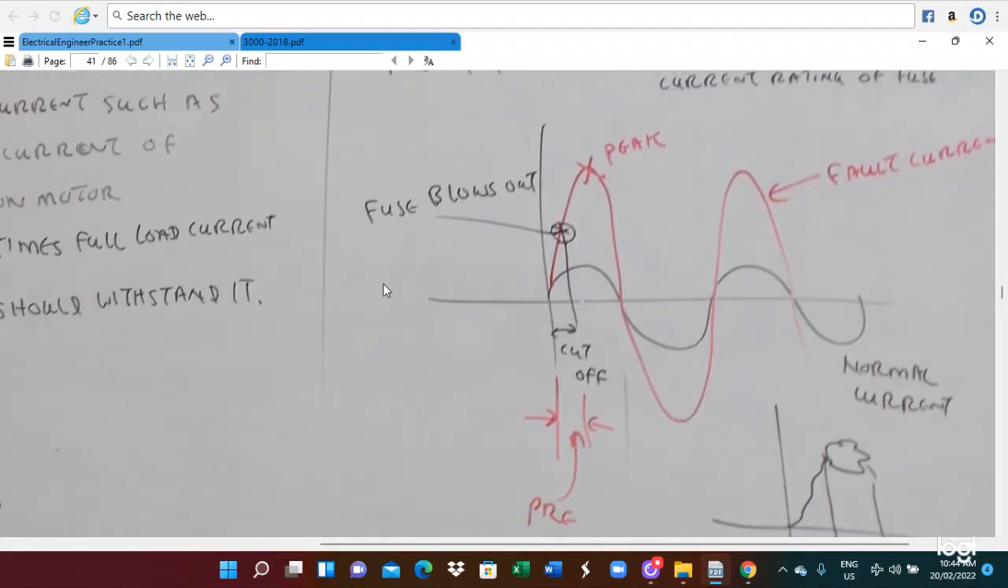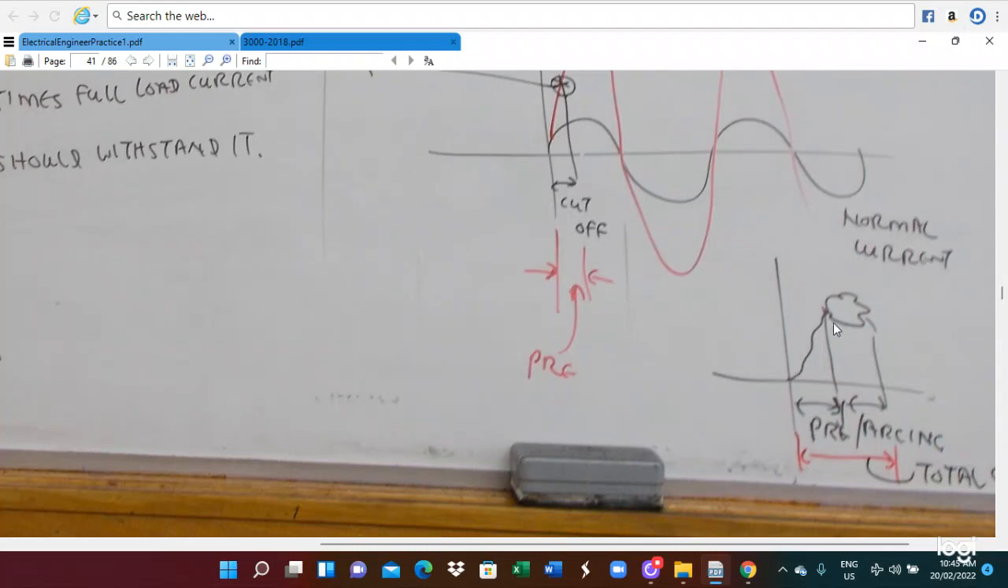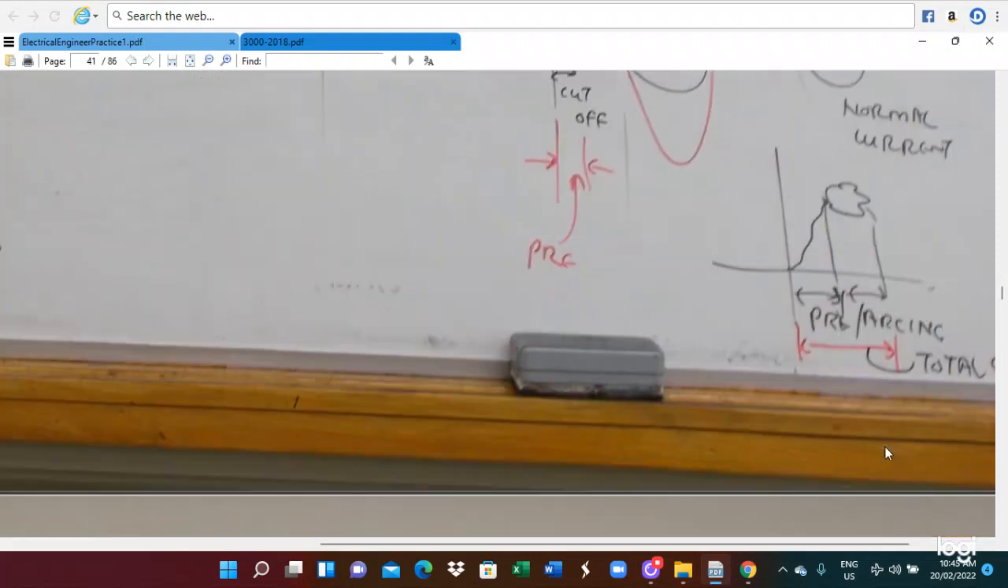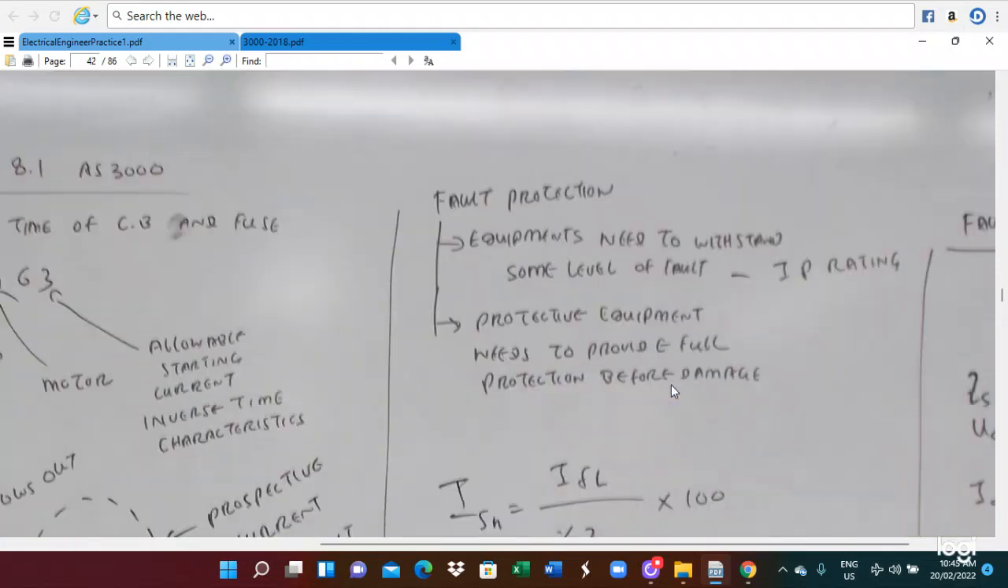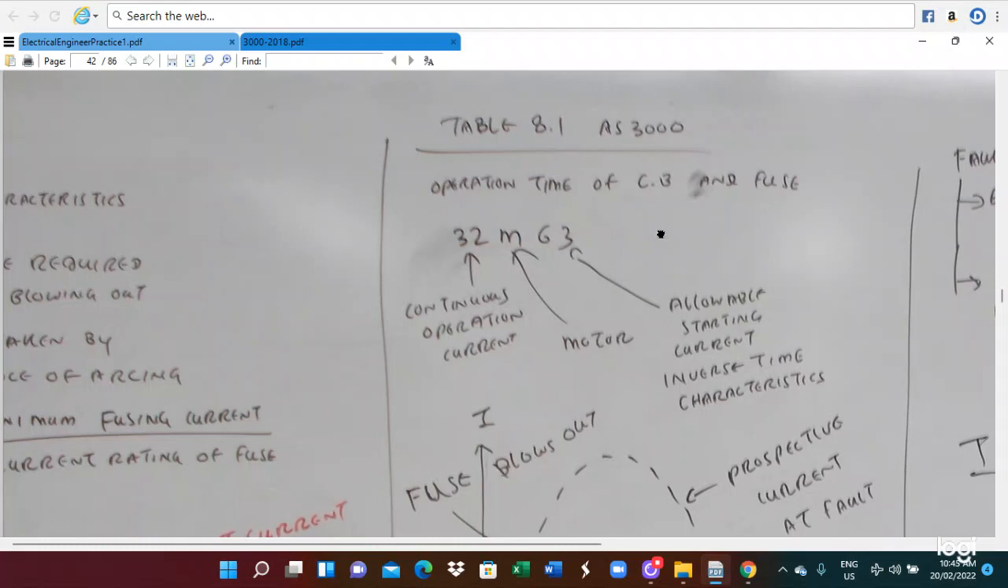This is a normal circuit here. The black waveform is the normal current, and the red waveform is the fuse current. Before the flowing current reaches the peak value, the fuse should be blown out. So this is the cutoff point, where the fuse should be blown out. This is the pre-arcing time. From here to here is the arcing time. So the combination of the pre-arcing time and the arcing time is the time required by the fuse to operate. Therefore the fusing factor is important.